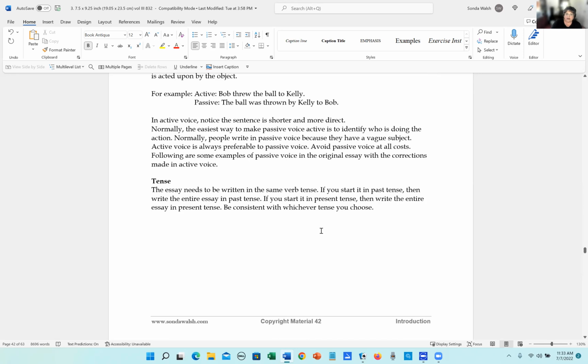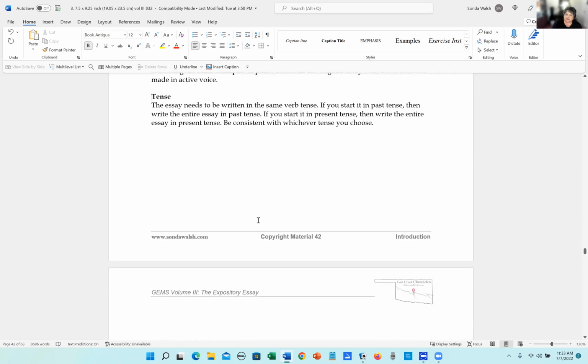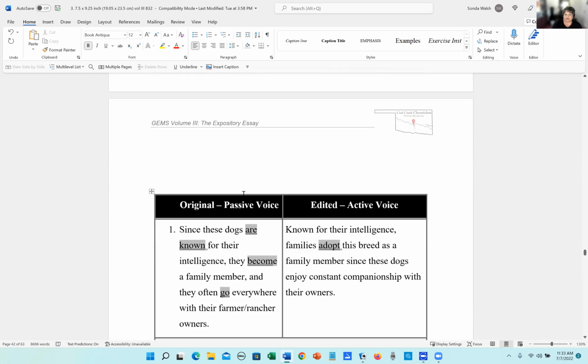There are rules about, I think if you're writing for MLA, you are supposed to write in present tense. I'm not sure about that. I think if you're writing about literature, you always write in present tense. But the thing is, if you start in present tense, the entire essay needs to be in present tense. If you start in past tense, then the whole thing needs to be in past tense.